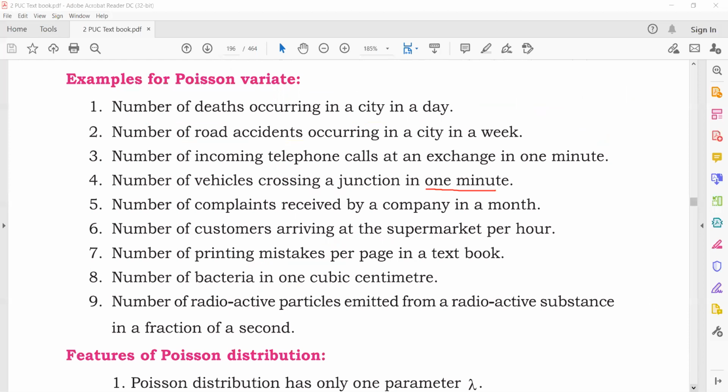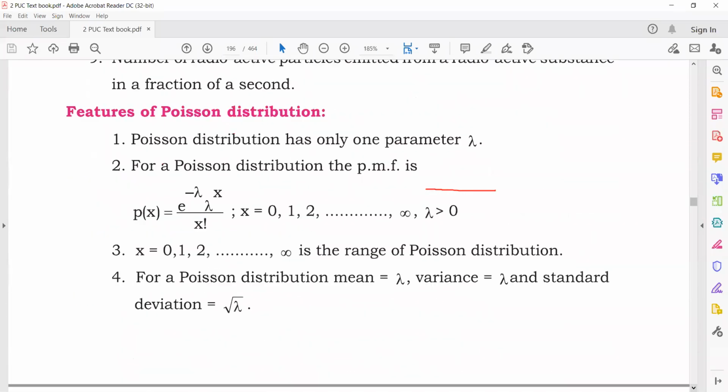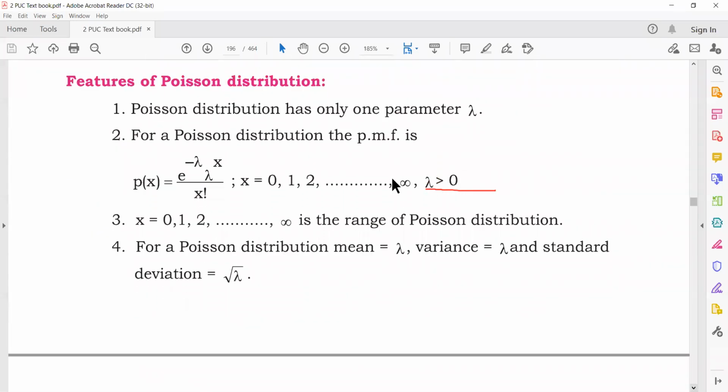Now, as we have some properties of binomial, we have certain properties of the Poisson distribution also. We are now quite familiar with the PMF. It is P of x equals e power minus lambda, lambda power x by x factorial, where x takes the values 0, 1 to infinity, and lambda is the parameter greater than 0. Binomial has two parameters, n and p. Poisson has only one parameter, lambda, where lambda is greater than 0. This is the range or the support of the distribution.